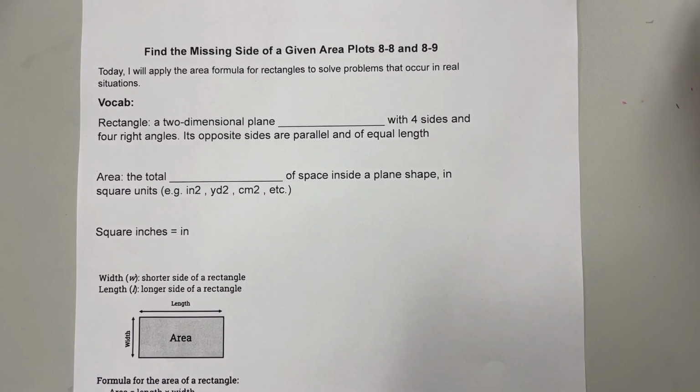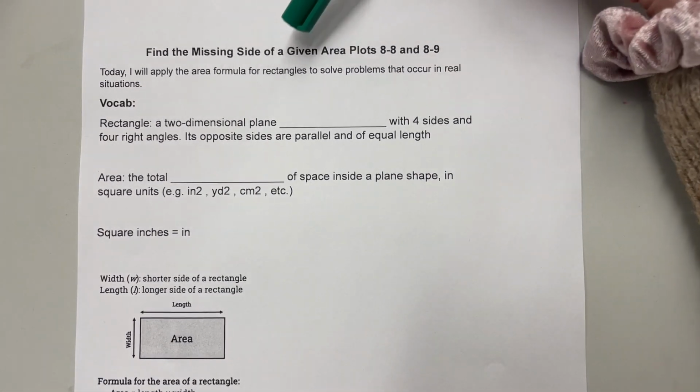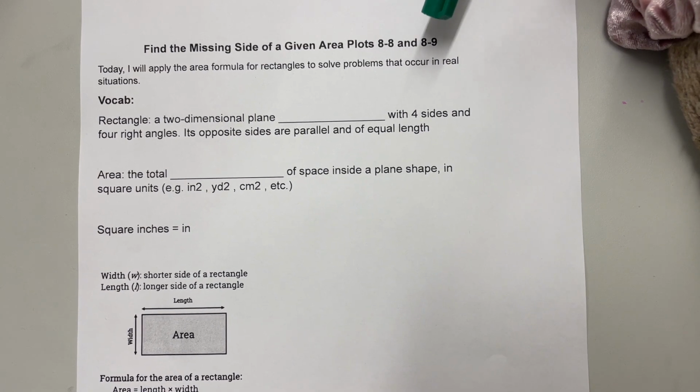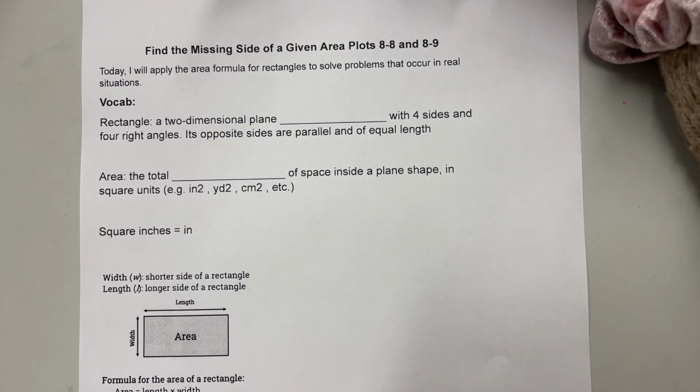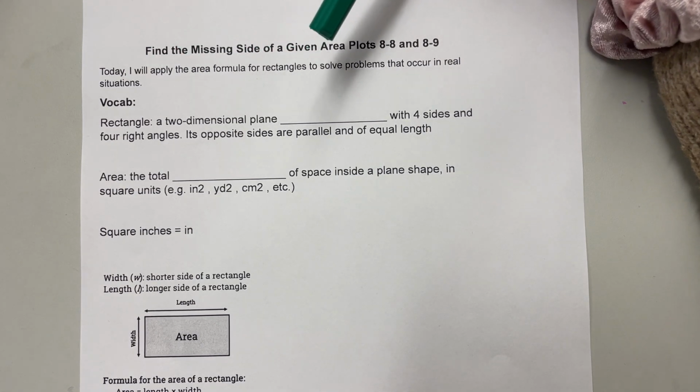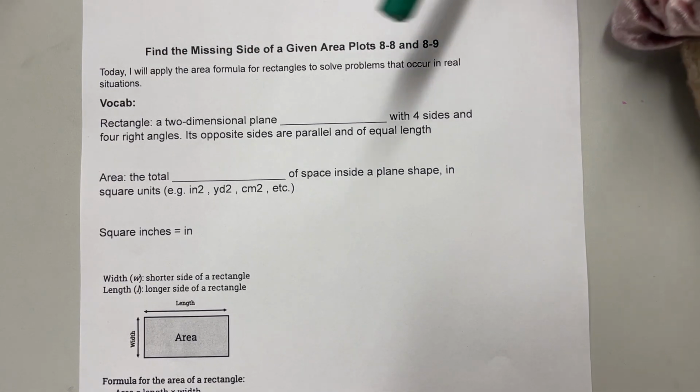Hi class, today we have a lesson in Swun in Unit 8. It is finding the missing side of a given area plot. It's found in Swun 8-8 and 8-9. Our learning goal is today I will apply the area formula for rectangles to solve problems that occur in real situations.